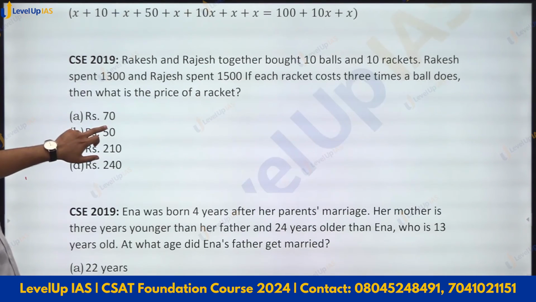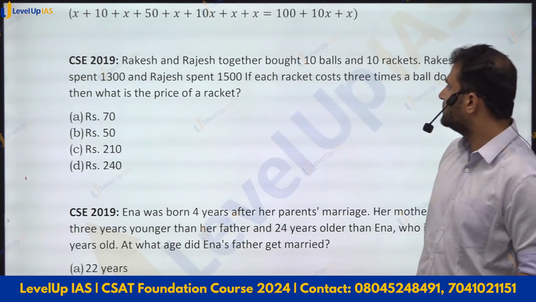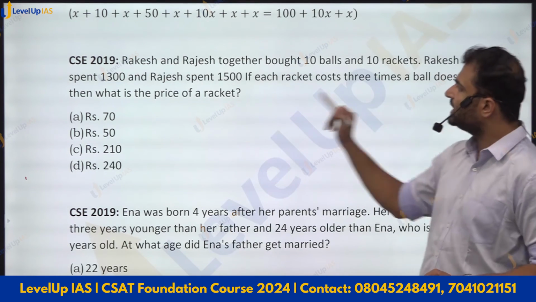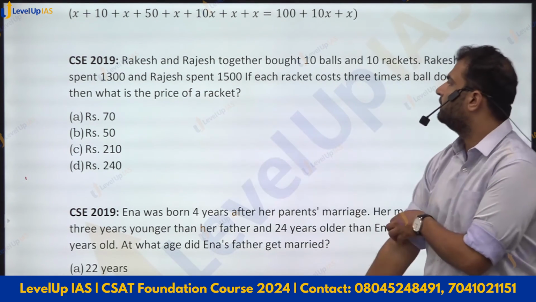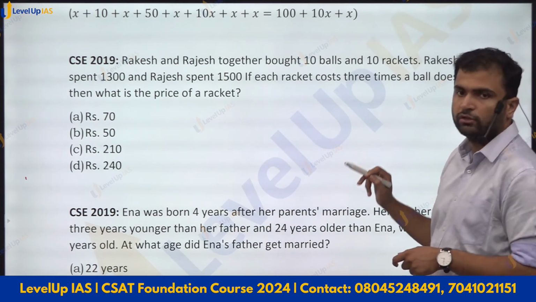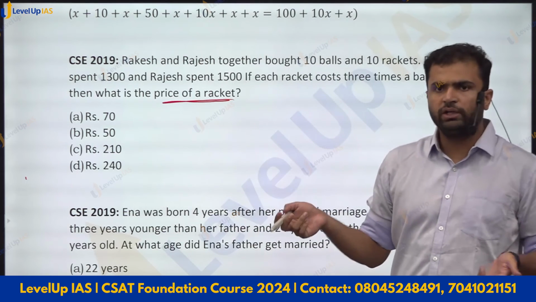Fine. Let us come to the next question. Rakesh and Rajesh together bought 10 balls and 10 rackets. Rakesh spends 1300, Rajesh spends 1500. If each racket costs 3 times the ball does, what is the price of racket? The question is the price of racket. So that should be the unknown that we should choose.